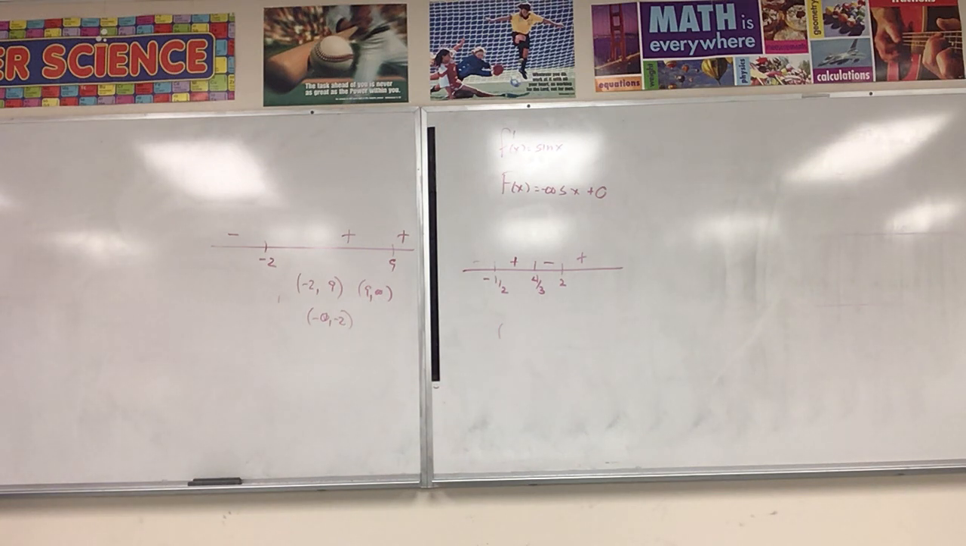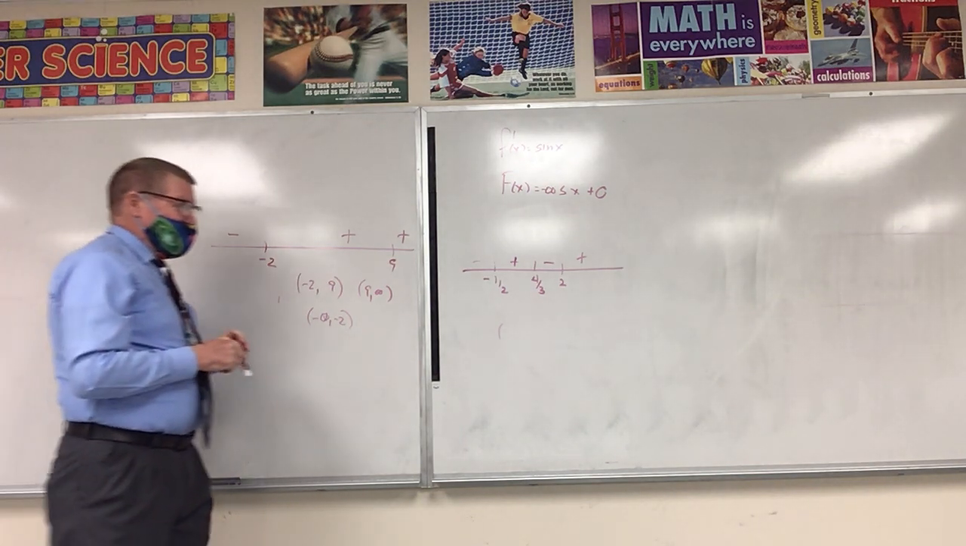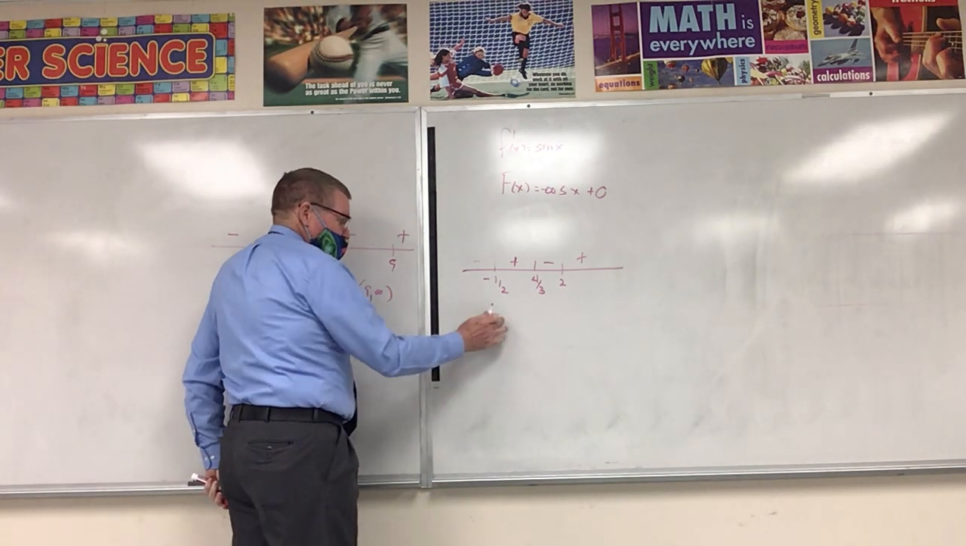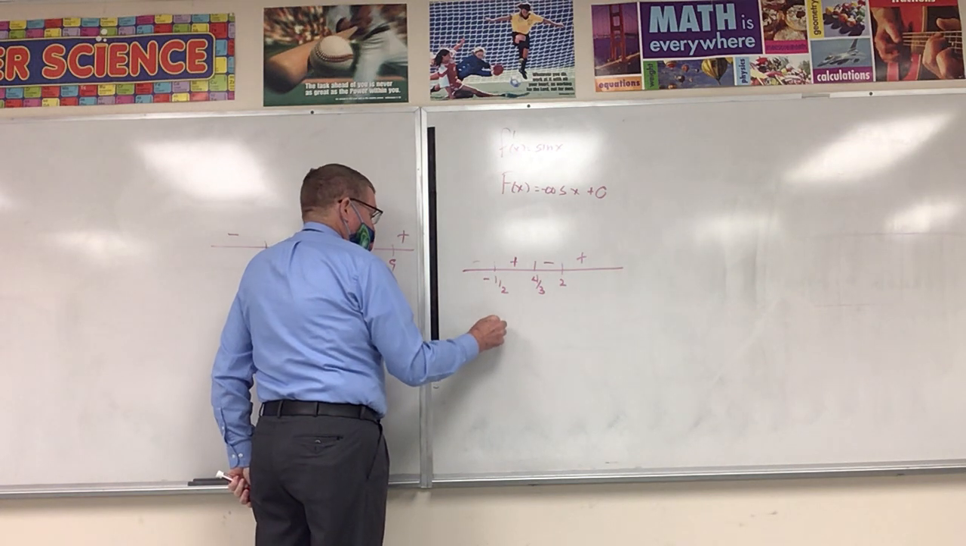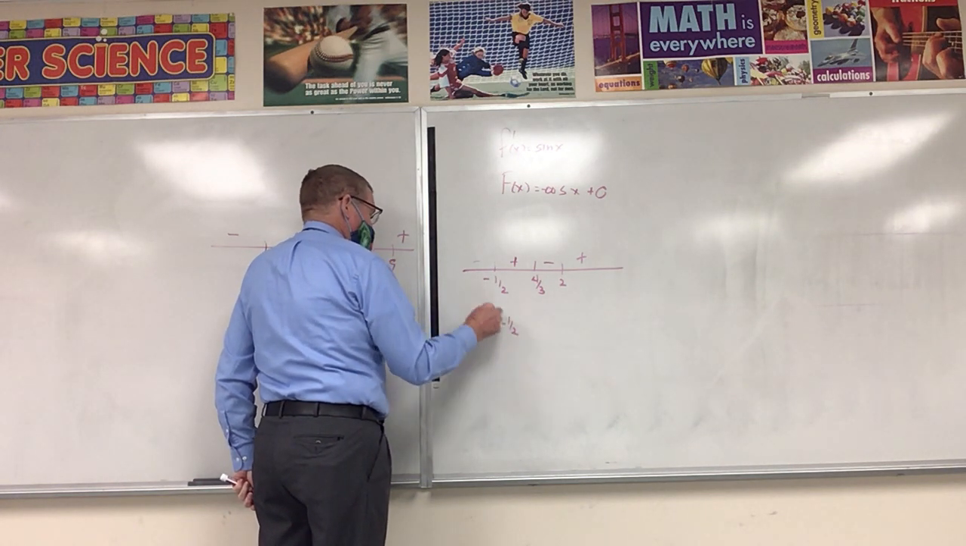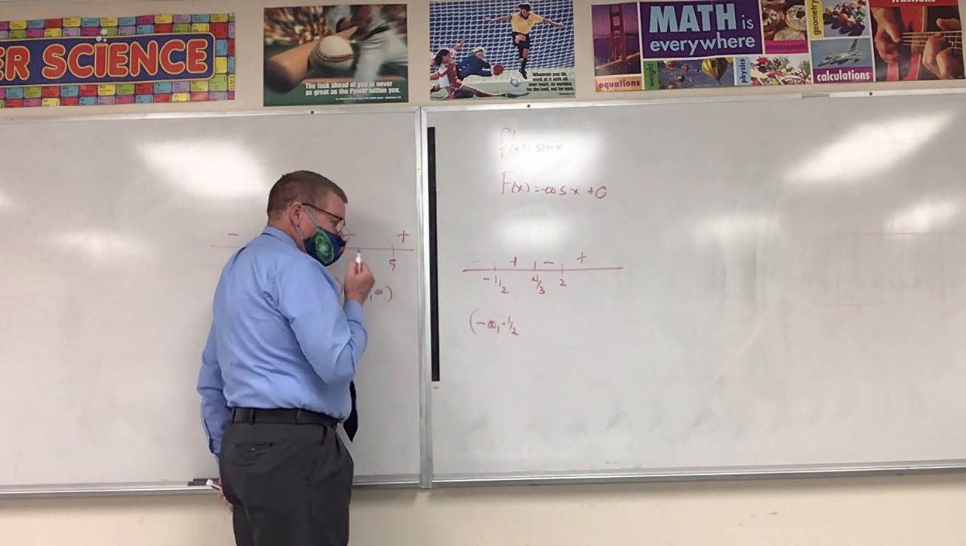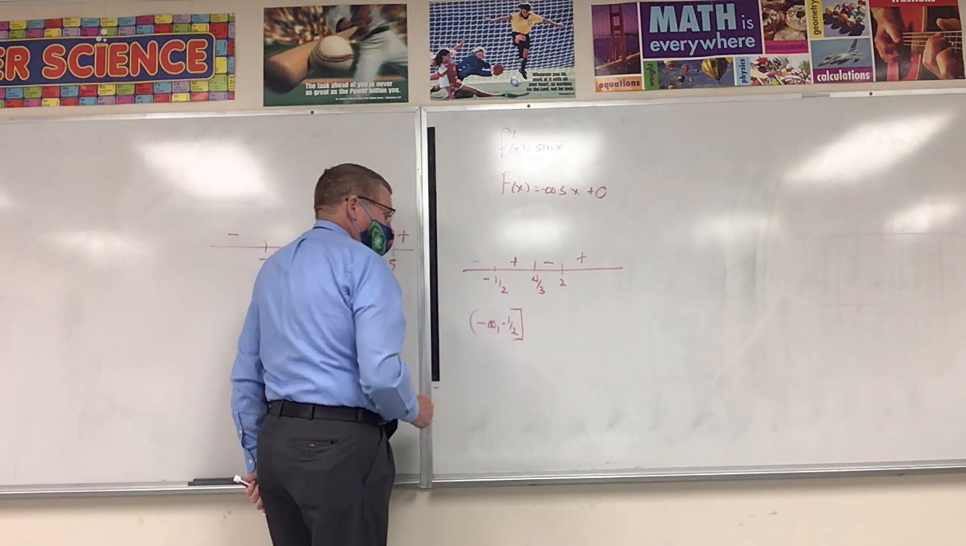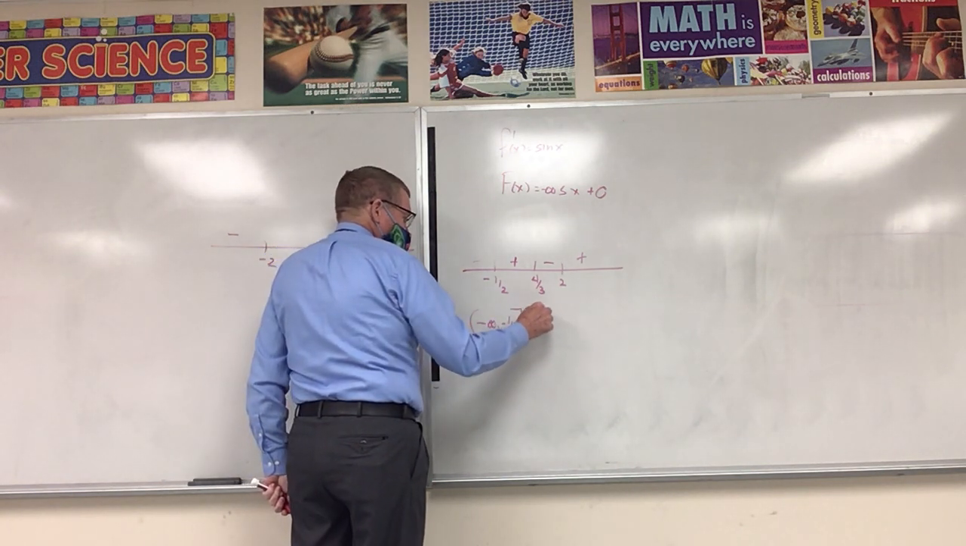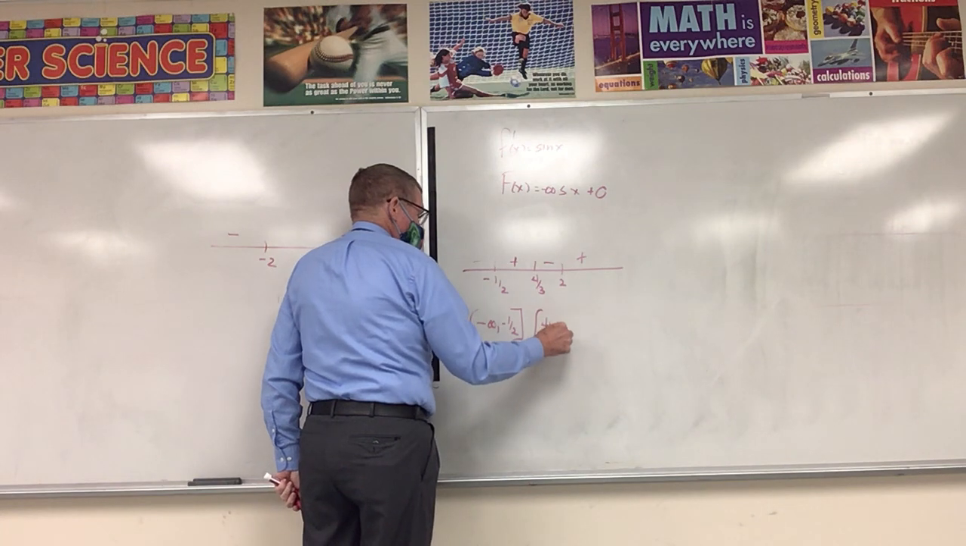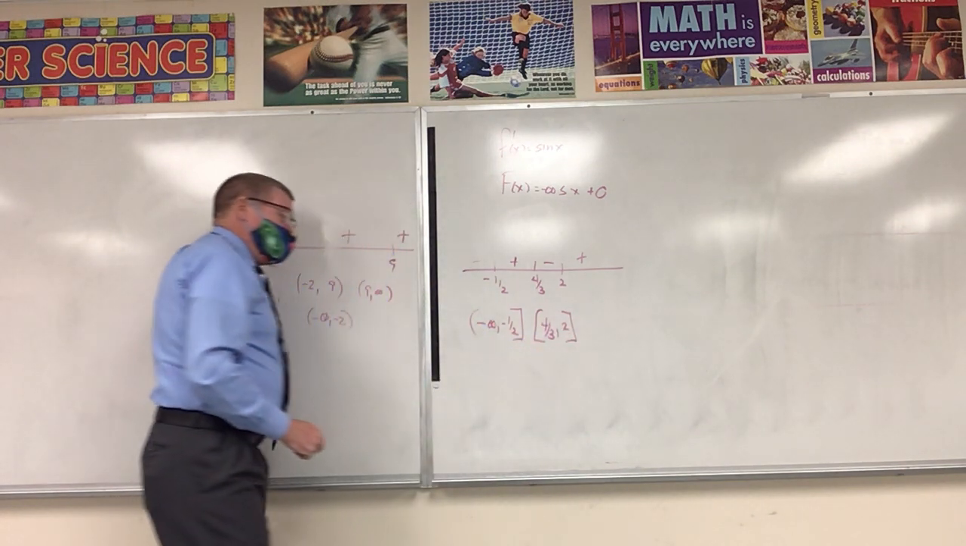All right, they are asking me to find what? Number 8, what do they ask me to find? Anything that is less than or equal to 0. So where am I less than or equal to 0? Negative infinity to -1/2. Is the -1/2 included or not included? Included. And where else? 4/3 to 2, they're included. So there's my answer.